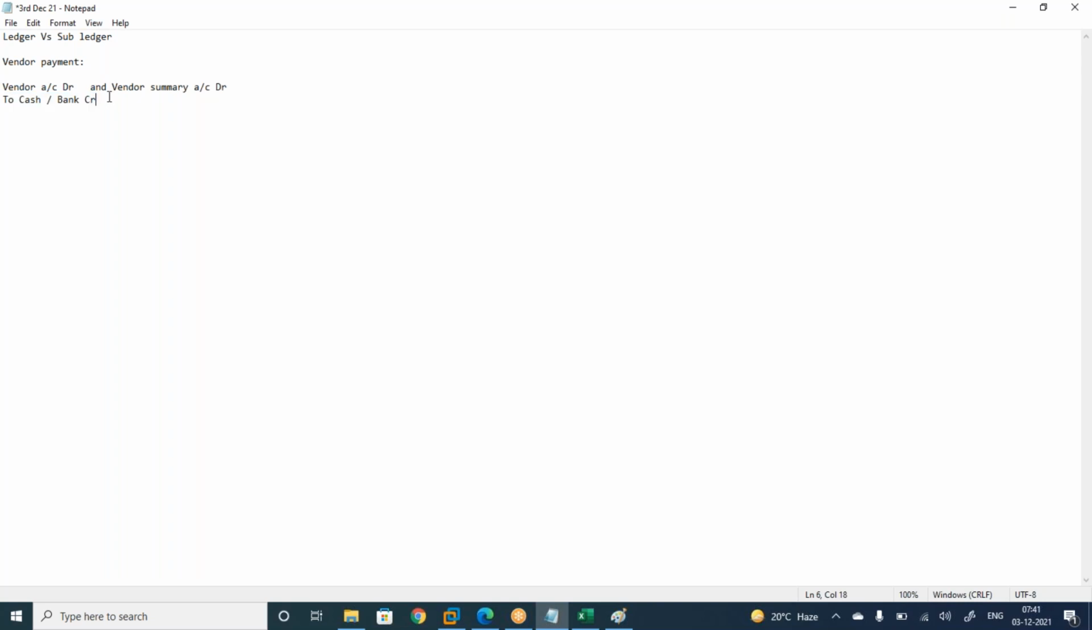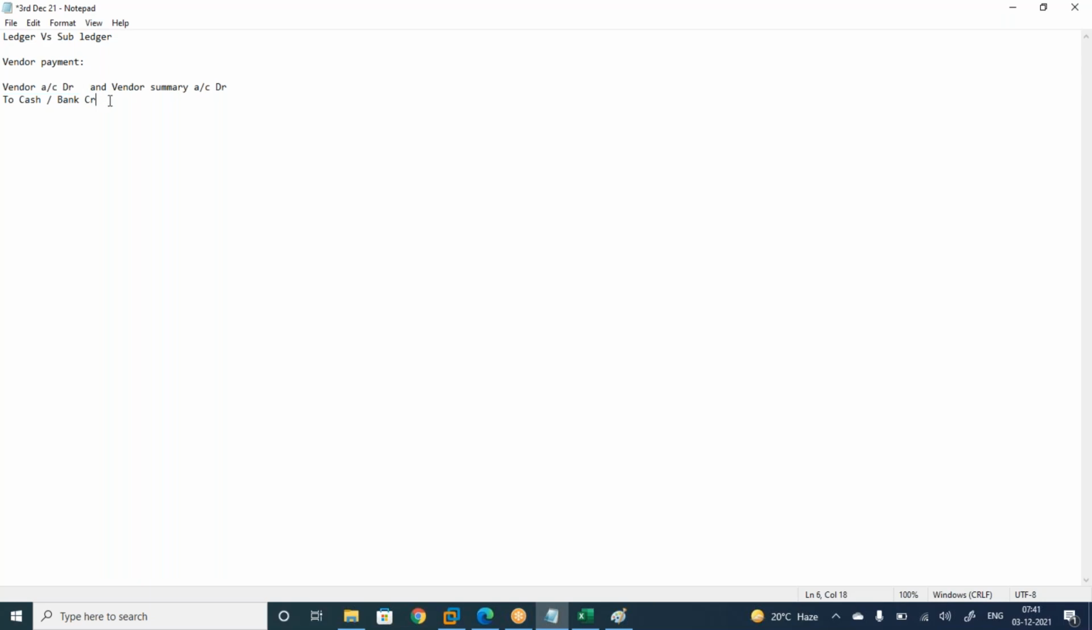These two are part of the ledger, meaning the trial balance. This is the sub ledger. This will not show in the general ledger module. If you want to see that one, you need to go to the sub ledger module, that is the accounts payable module.